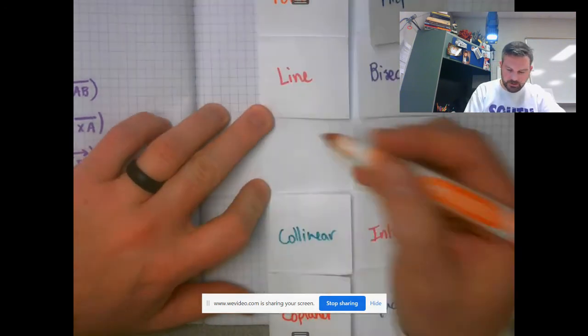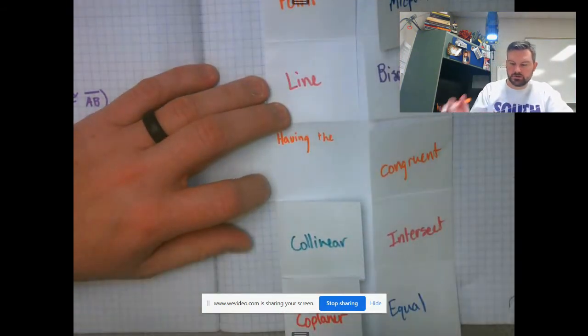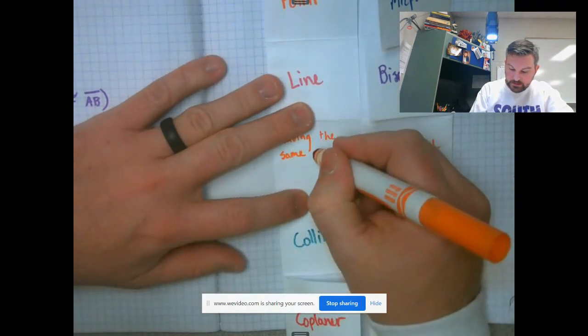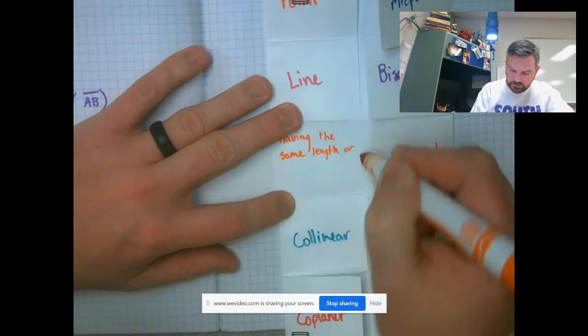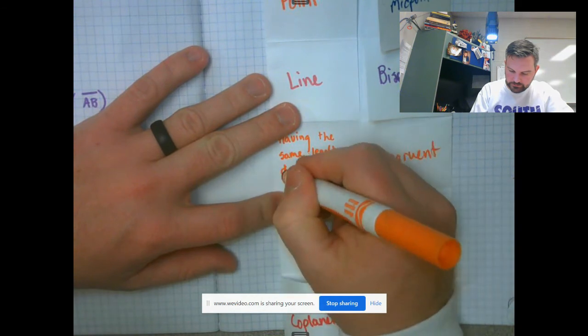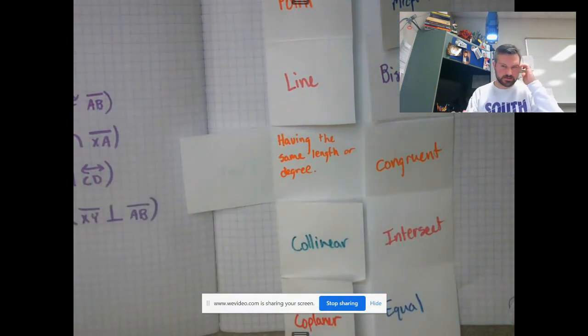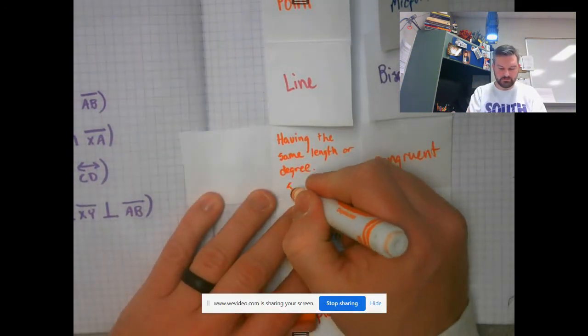So congruent means having the same length or degree for angles. If two things are congruent, they are exactly the same. We can have congruent triangles, congruent squares, congruent circles, congruent segments, congruent angles. If they are congruent, that means that they are the same.